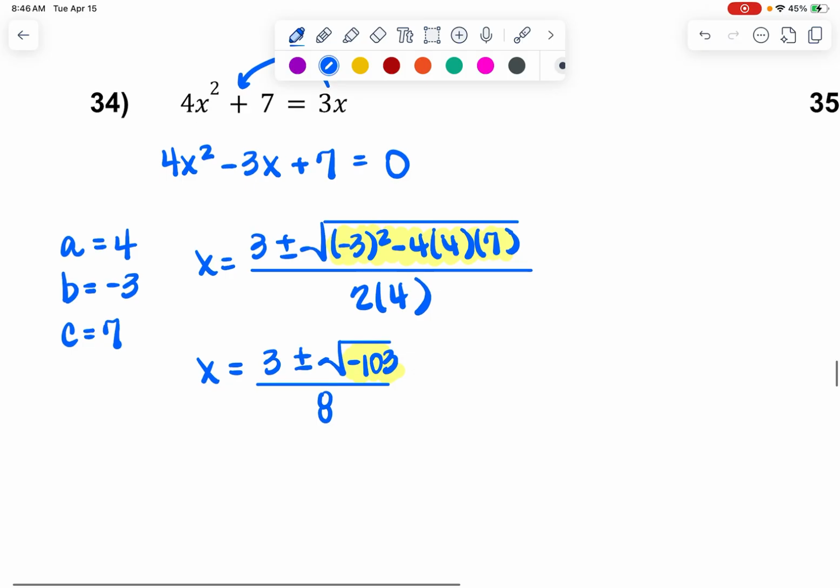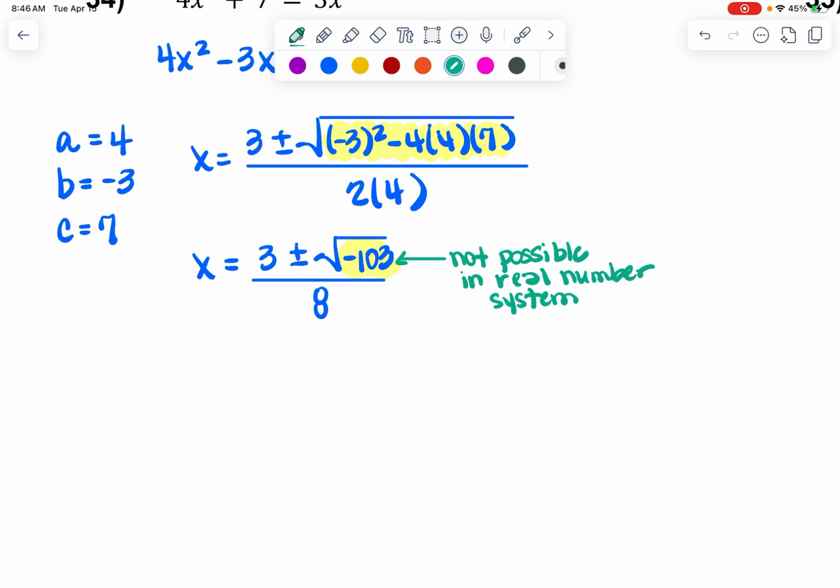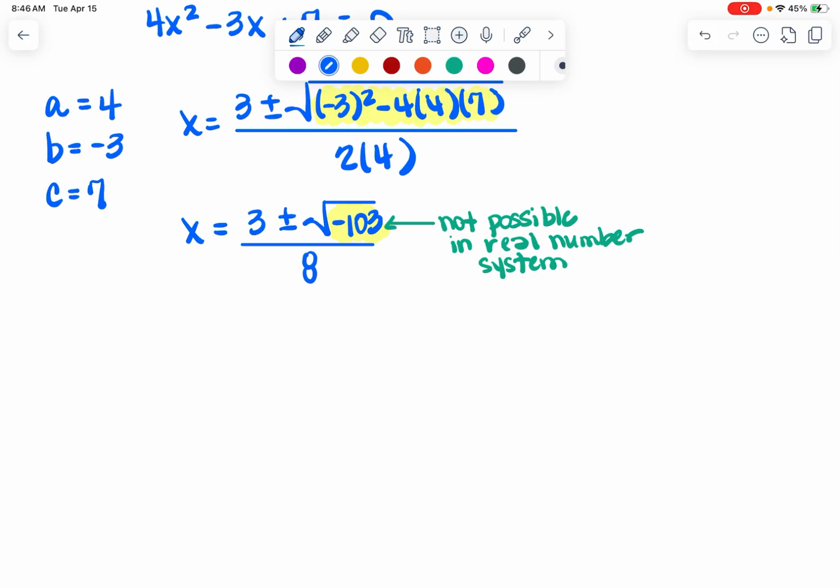And that is a problem, right? Because if I try to take the square root of a negative 103, if you type that in your calculator, you're going to get an error. And you're going to get an error because in the real number system, we can't take the square root of a negative number, right? So this is not possible in the real number system. Because I can't square anything and get a negative, right? Because if I square any numbers, they always have to become positive. So there's no way I can take the square root of a negative number, which means my answer to this question is no real solutions.